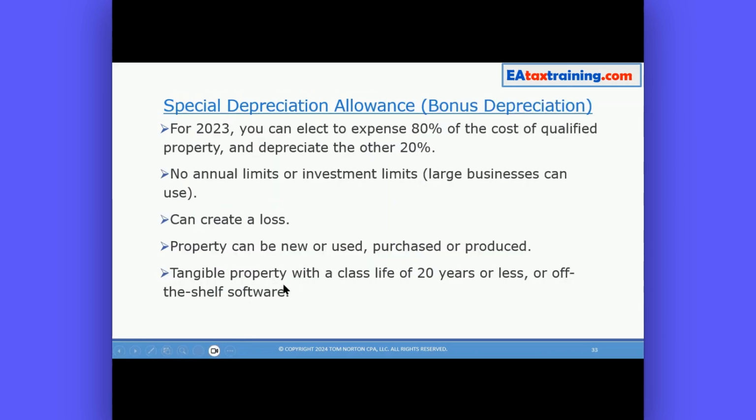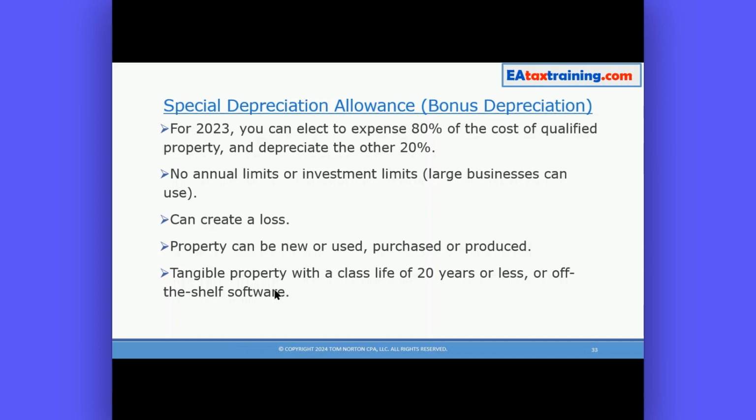So the next special depreciation deduction we're going to talk about is called the special depreciation allowance, or usually we call it bonus depreciation. And so what this says, for 2023, you can elect to expense 80% of the cost of qualified property and depreciate the other 20%. So you don't get to deduct the whole thing, but you get to deduct 80% of it, and then you set the other 20% up as an asset, and then you depreciate it over whatever its recovery period is.